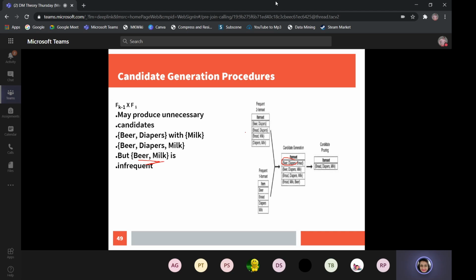Beer and milk was infrequent, that's why it did not make it up to F2. It was pruned out at the previous level only. So all those item sets that contain beer and milk will be pruned out and you will be left with only one item set. Again you have applied the Apriori principle: if a subset is infrequent, then its superset will also be infrequent, so you can prune it out. I hope this is clear, because do expect such kind of questions in the exam.